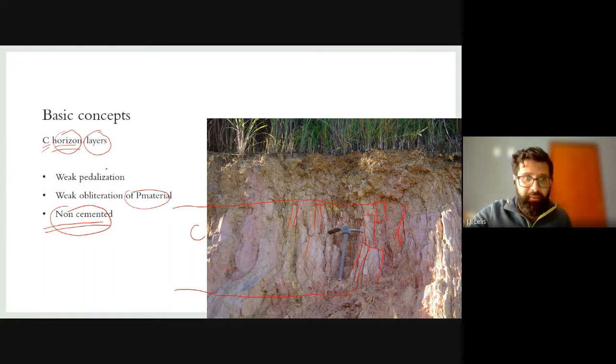They can present a weak pedalization, like I see some structures, but they are not well-developed structures, well-developed peds, so it's a C horizon. It's different from here, where I can identify a very common size and shape, and I can identify a specific color that's different from here.